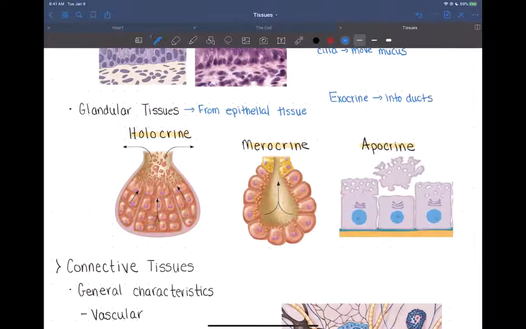You're also going to learn about endocrine glands. These are going to be glands that secrete into the blood. All right, so they would be very different from this. Okay, so this would be hormones typically with endocrine, secreted into the blood. Okay, so think of hormones with endocrine.